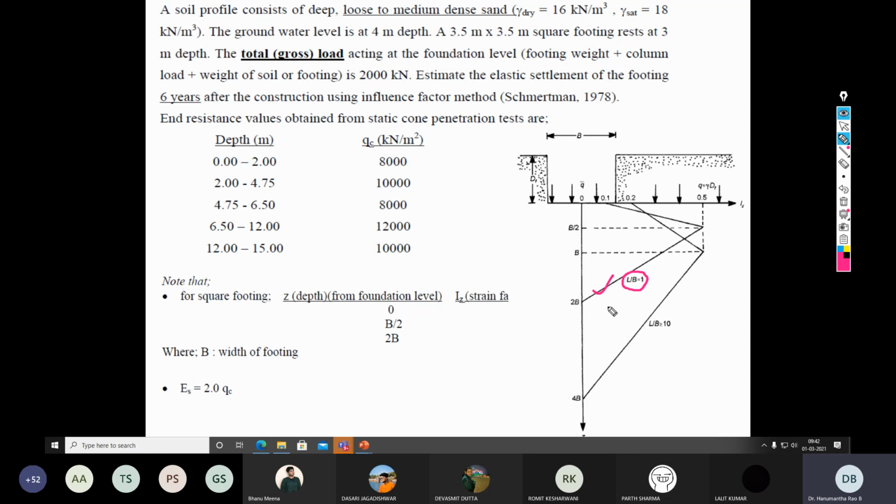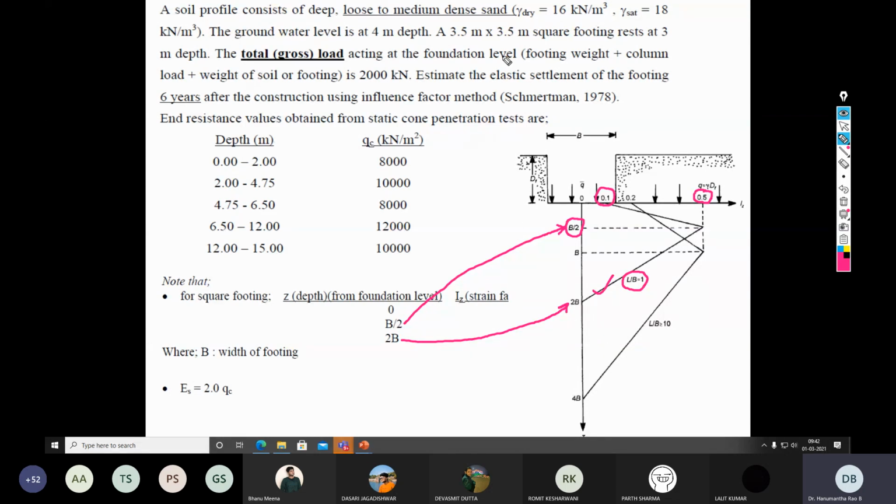So as per this diagram, this line starts at the foundation level with a value of 0.1 and increases and reaches a maximum value of 0.5, but at a depth of B by 2. And the strain influence factor becomes 0 at a depth of 2B.